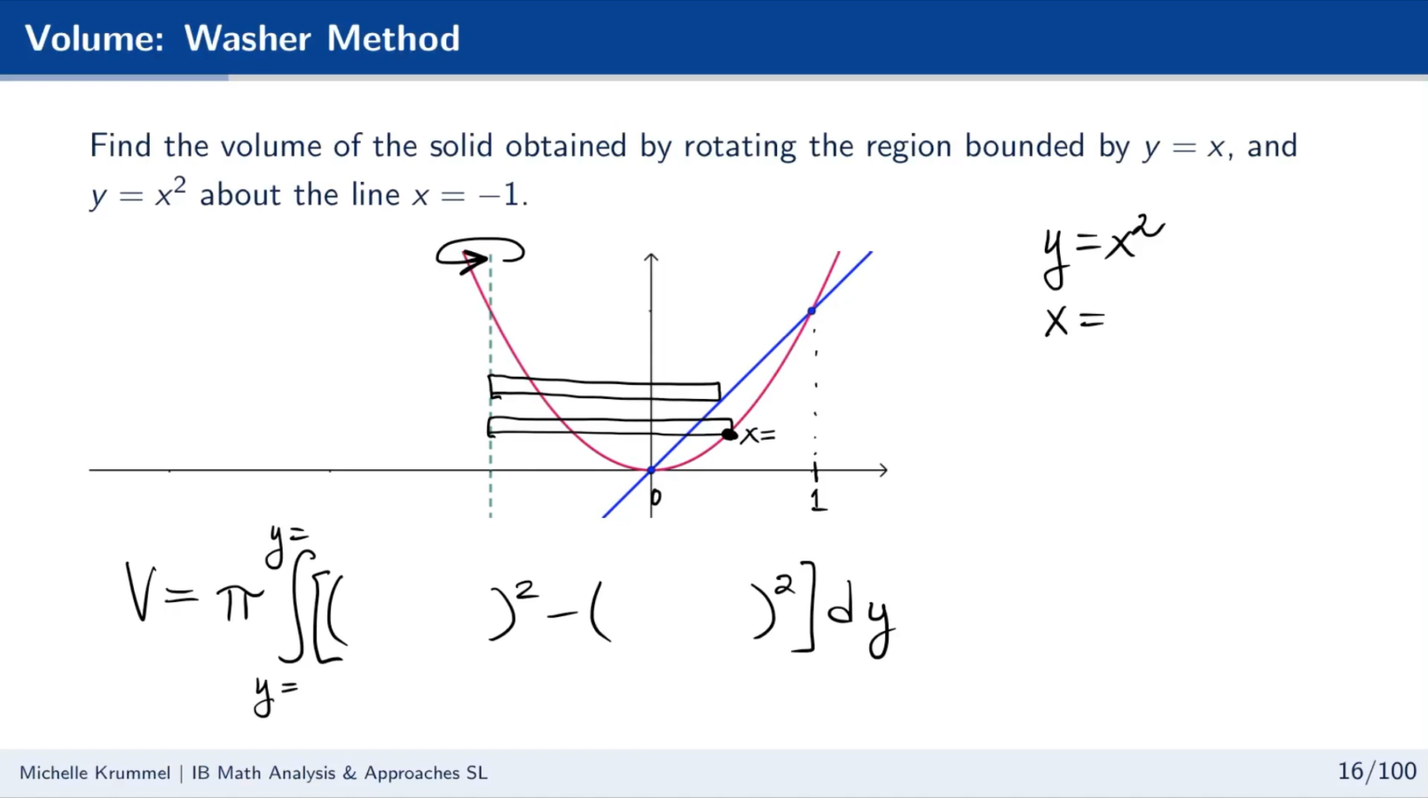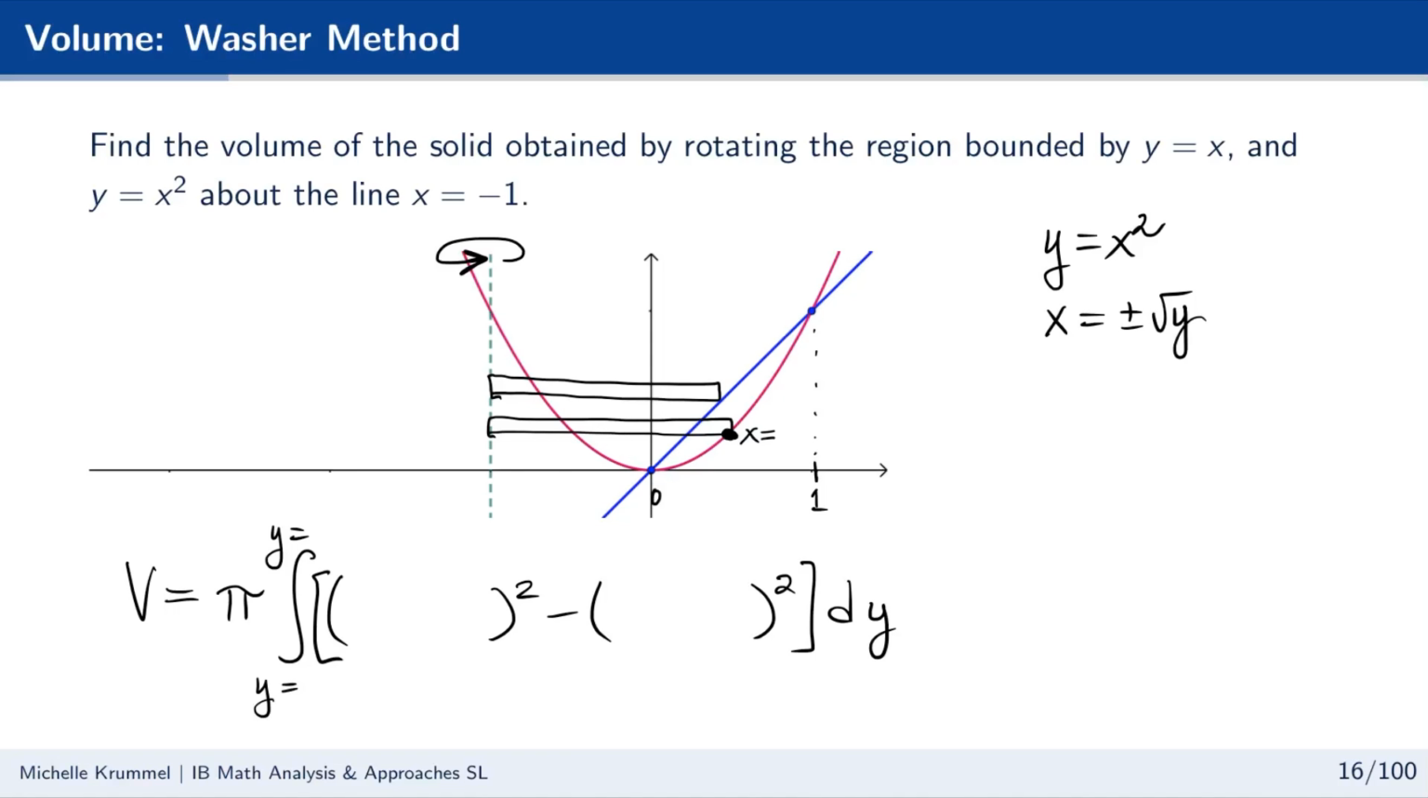And we get x equals plus or minus square root of y. So we have to think about which one of those we're going to use. Is it x equals positive root y or x equals negative root y? The x equals positive root y gives us positive x values. X equals negative root y gives us negative x values.